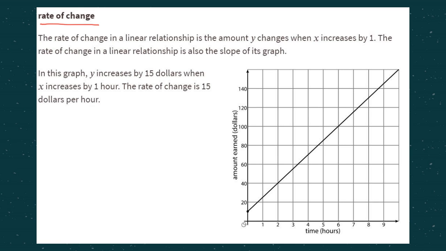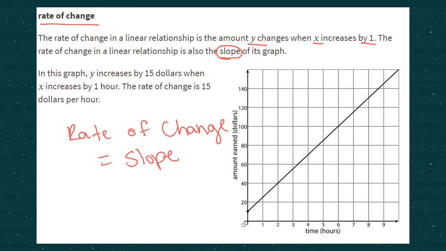So the rate of change in a linear relationship, that just means a straight line, is the amount y changes when x increases by 1. The rate of change in a linear relationship is also the slope of the graph. So the rate of change equals slope. They're the same thing. So you already know how to find the slope, which means you already know how to find the rate of change.